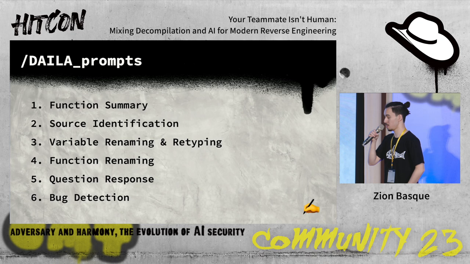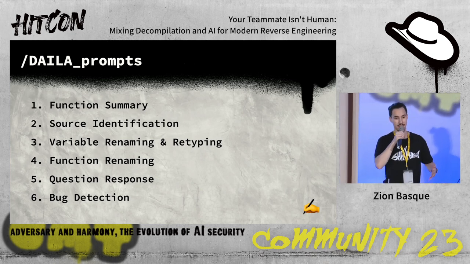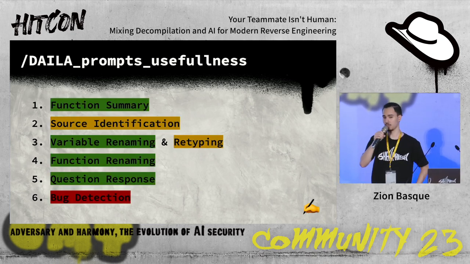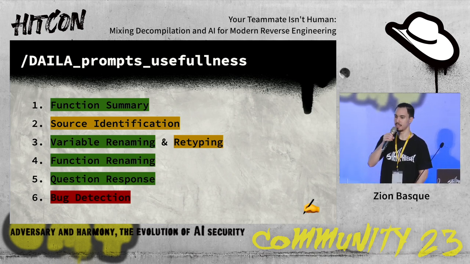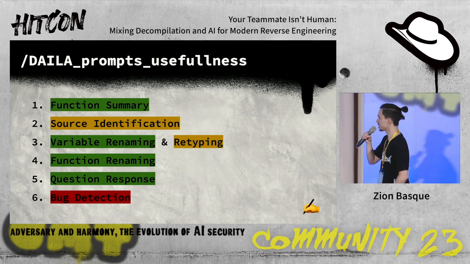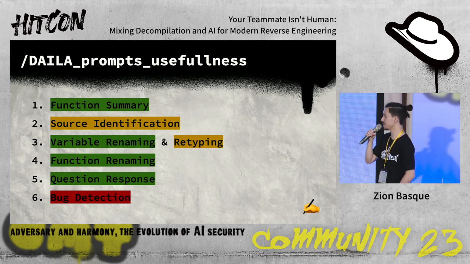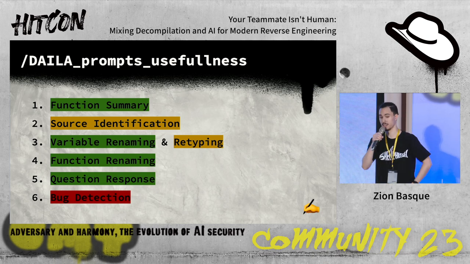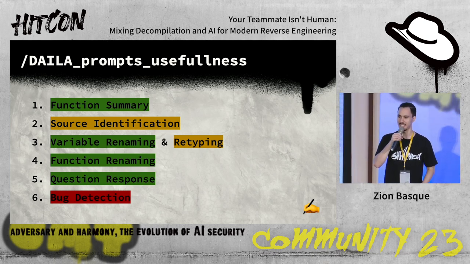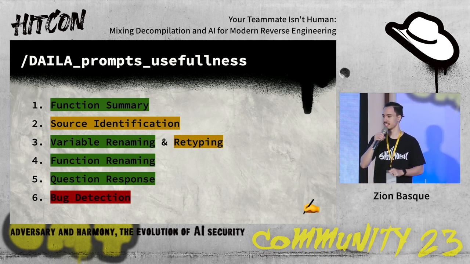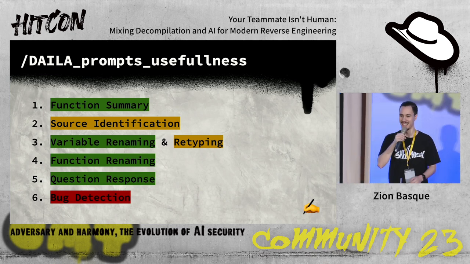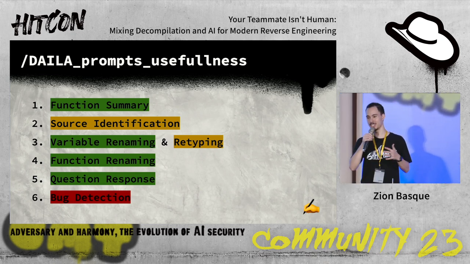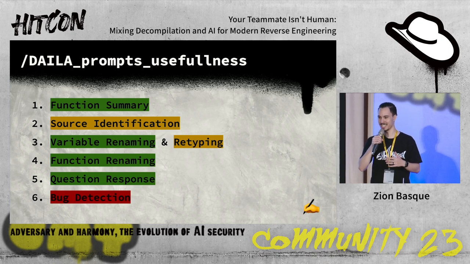So we have six prompts here, a variety of prompts that do a variety of things. I don't think they're all necessarily useful. I think only a few of these are very useful, and in general, AI is very bad at some of these, especially bug detection here on the sixth note. Bug detection is really bad in ChatGPT, at least for the context that we've given it. If you try to do bug detection on a function, it will say, there is a bug, guaranteed, which sucks because then you have 180 functions and every single one has a bug.